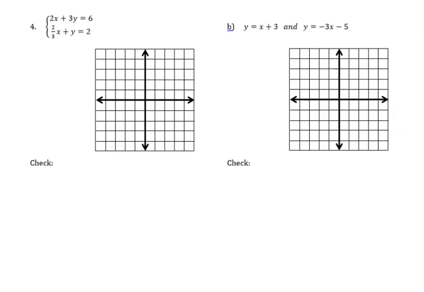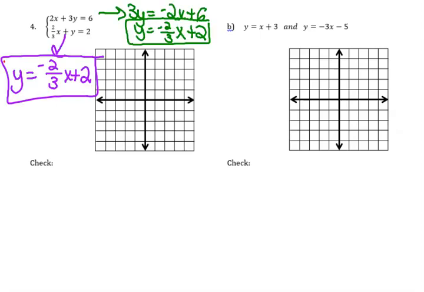All right, so for number 4, we want to get y by itself for both and graph. So try those out and check back. All right, so both of the equations, I got y by itself, and now I'm going to graph them and see what happens. So the first one, I start at 2. I go up 2, rise 2, and run 3. It's a negative, so I'm going to run to the left.